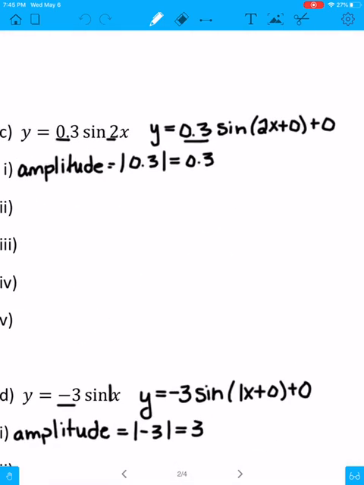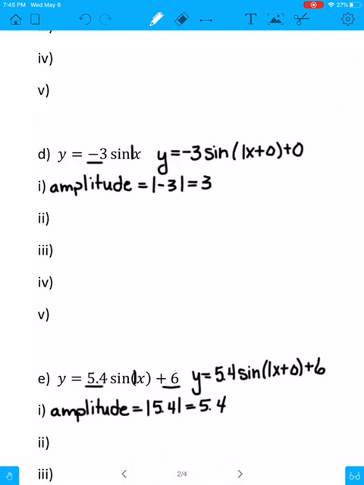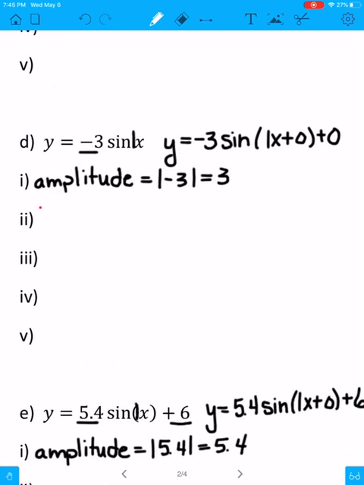So for here, we're going to have the period equals 2 pi divided by my b. b is what's beside my sine of my x, so 2 pi divided by 2. The 2's cancel, and I'm left with pi. For D, the period equals 2 pi divided by my b. My b is what's between the sine and the x, which is a 1. So 2 pi divided by 1, which is 2 pi.